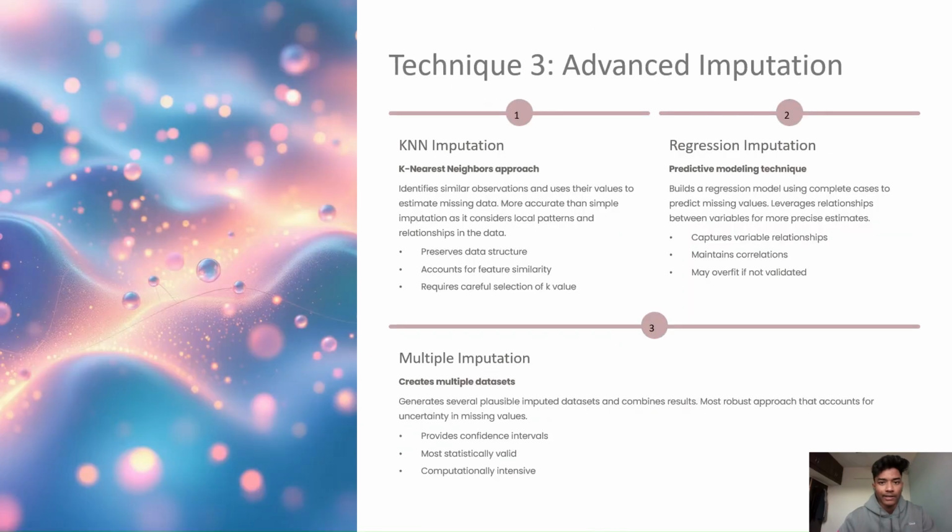Let's discuss handling technique number 3, advanced imputation. Advanced imputation consists of kernel imputation, which finds similar rows and uses their values to fill missing data, which is more accurate and preserves patterns. Then we have regression imputation, which predicts missing values using a regression model, uses relationships between variables and can be very precise. We have multiple imputation, which generates multiple versions of the data set and combines results; it's more statistically reliable and handles uncertainty well, and computationally it's a bit heavy.